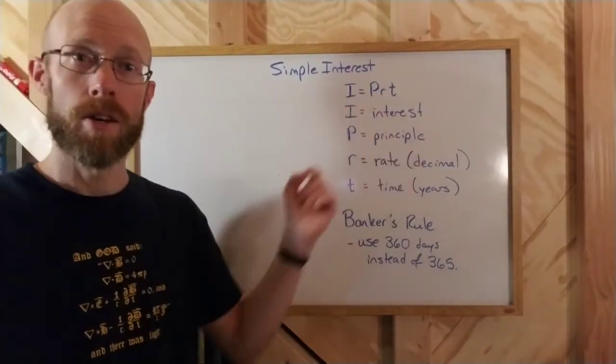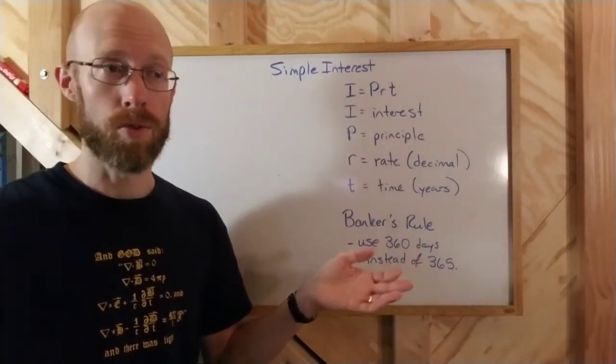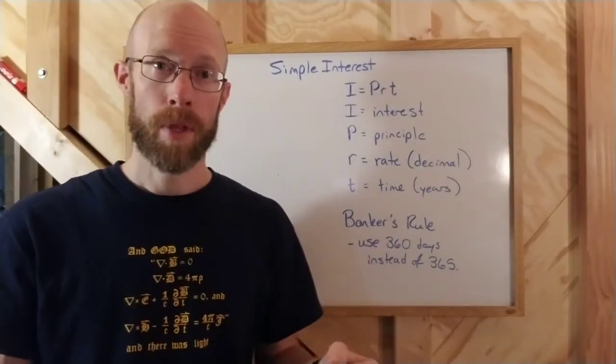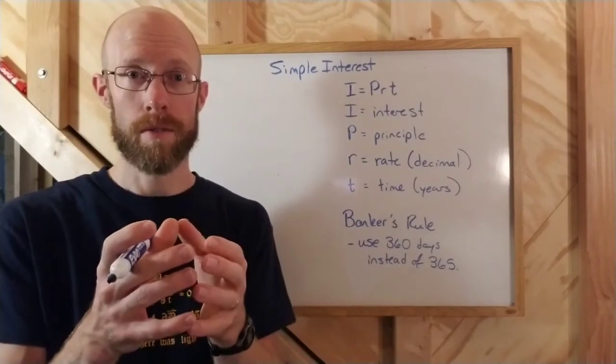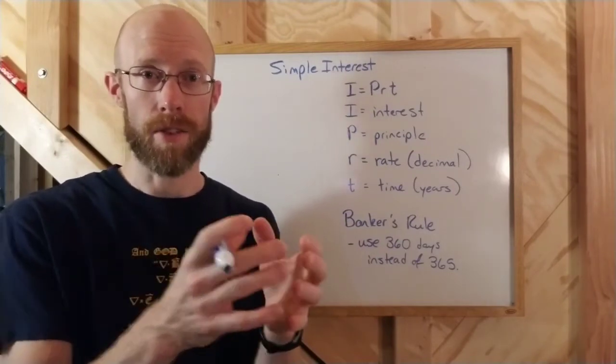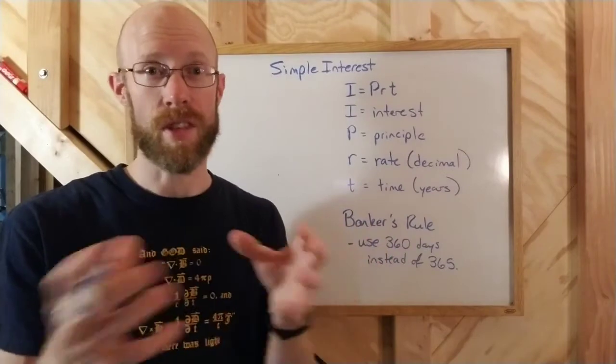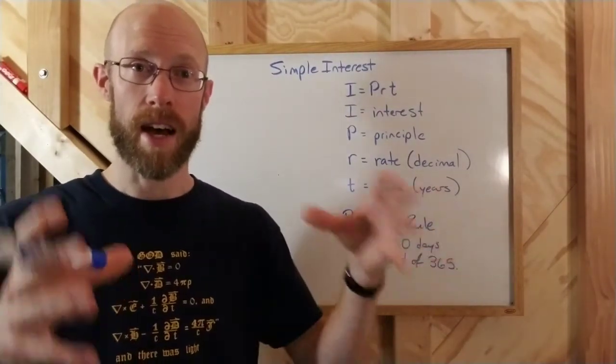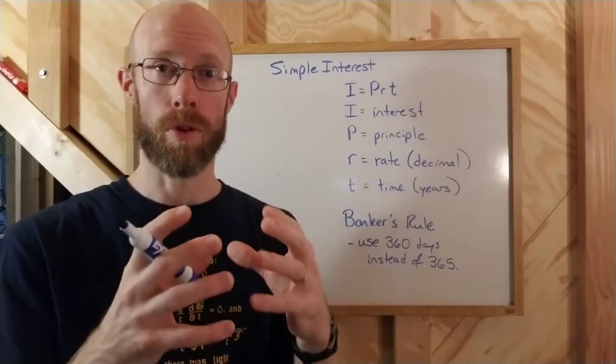The T represents the number of years. So if you were to invest $2,000 for a period of 5 years, well, you calculate the interest for 1 year, and the interest for the second year and the third year, and you add them all up, that's 5 of the same value. So you multiply it by 5, right? 5 years, it's 5 times a single year's worth of interest.